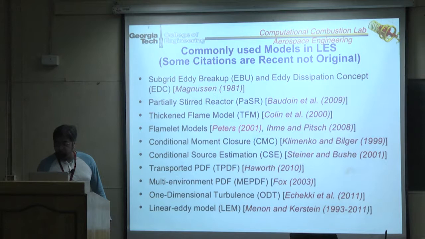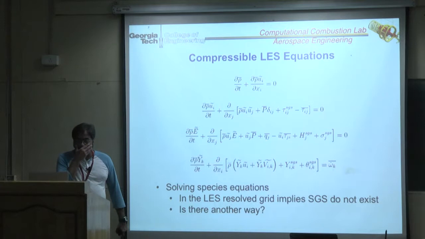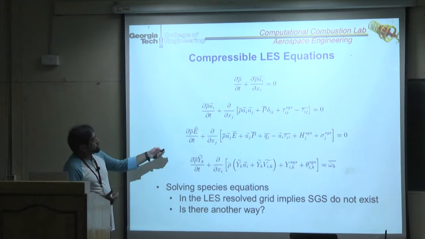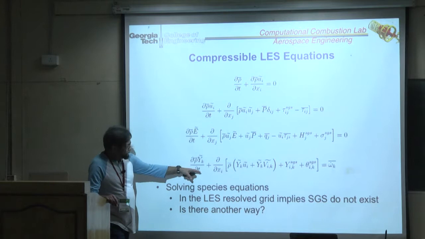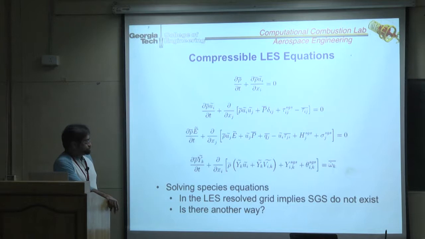So what do we mean by turbulent closure for turbulent combustion? If you look at the LES equations, the first three are the classical equations. If you don't have combustion, you still have them. And the last one is the species equation. This is written in the LES format, consistently in that form. So the question then becomes that if you did it like this, you need to model these three quantities.